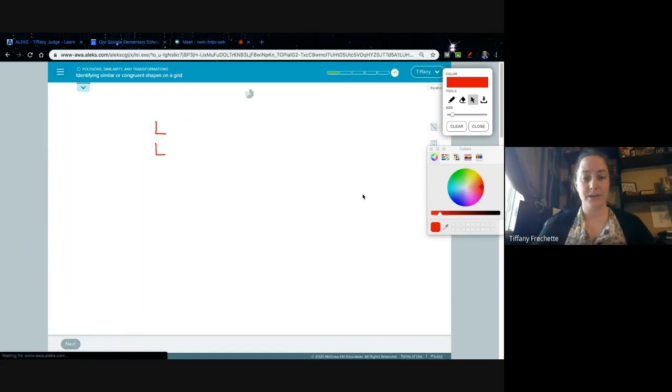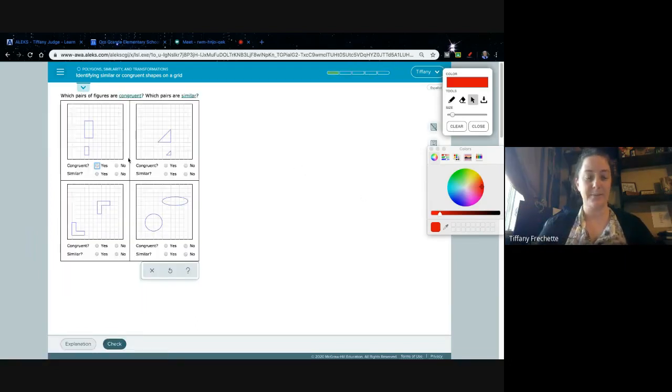All right, we're going to do this a couple more times here, and I'm going to clear because I did write on that one. Okay, so we have a rectangle and a rectangle. Different sizes, so not congruent, but they are similar because they're both rectangles.